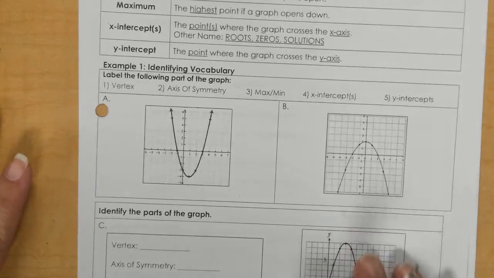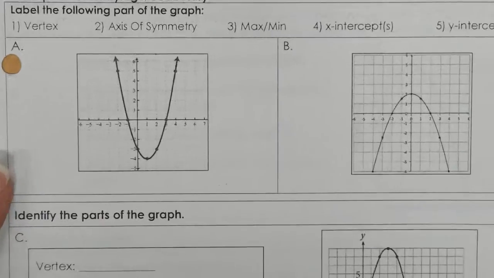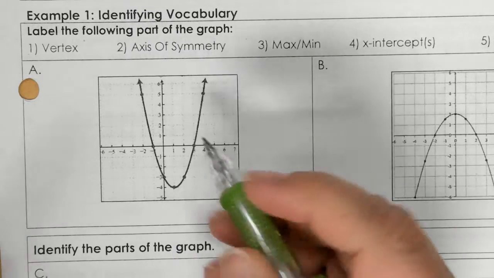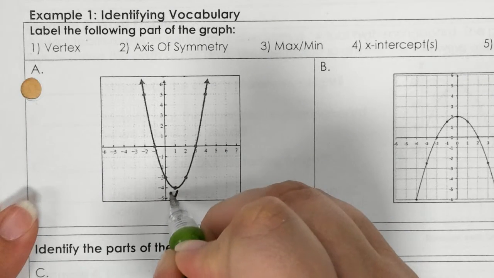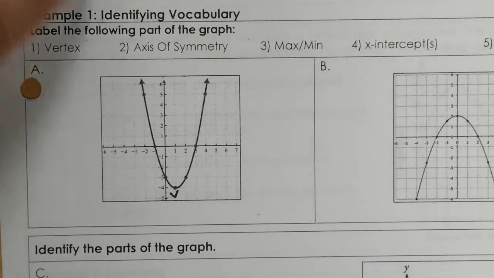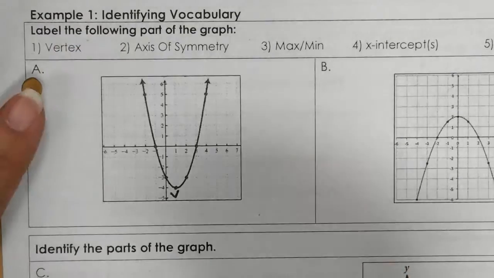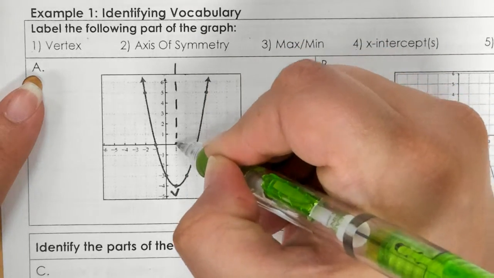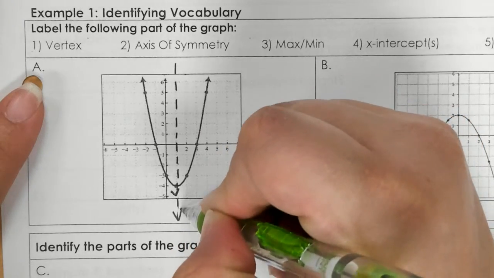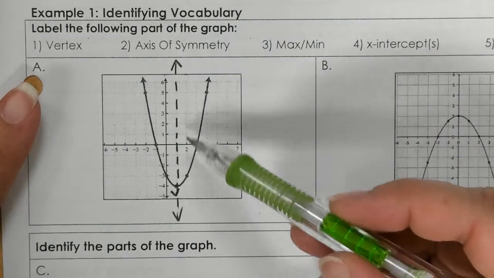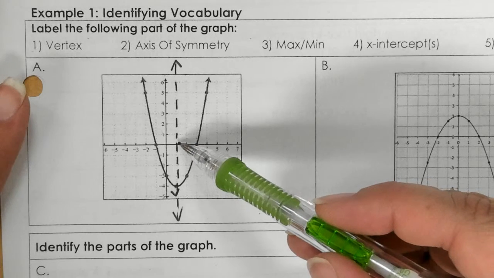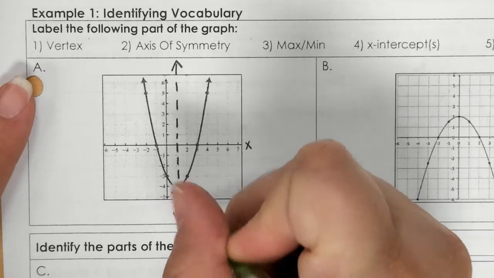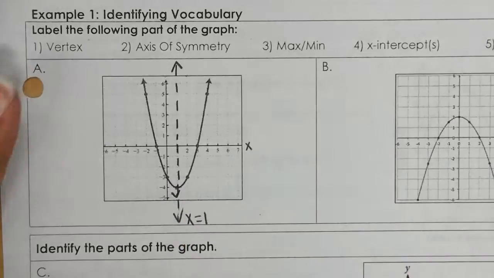Okay, so first, for labeling the vertex, the vertex is right here. It's either the highest or the lowest point of the graph. So we're going to do a V for vertex. Number 2, the axis of symmetry is a dashed line that goes through the vertex, and it is a vertical line. So it goes up and down like this. And then we label it as the number it goes through, which is 1, and this is the x-axis. So this axis of symmetry is x equals 1.